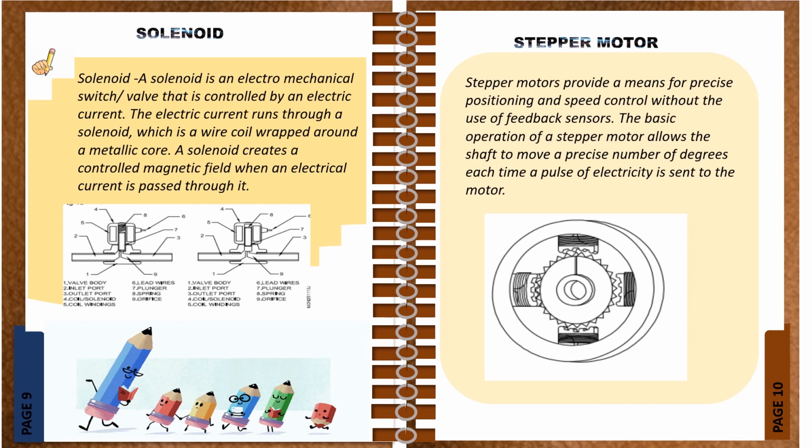Stepper motor. A stepper motor provides a means for precise positioning and speed control without the use of feedback sensors. The basic operation of a stepper motor allows the shaft to move a precise number of degrees each time an electrical pulse is sent to the motor.